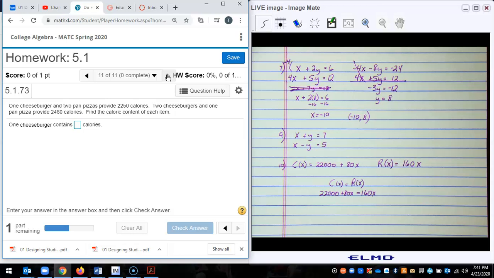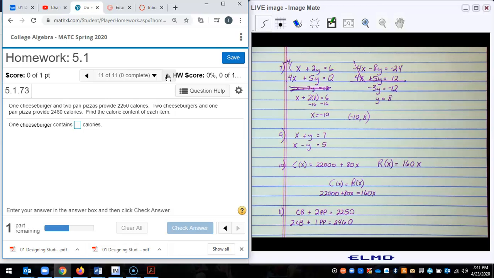And last one, a cheeseburger plus 2 pan pizzas is going to jump in there at 2,250 calories. However, if I switch that around and I do 2 cheeseburgers and only 1 personal pizza, we're going to consume 2,460 calories.